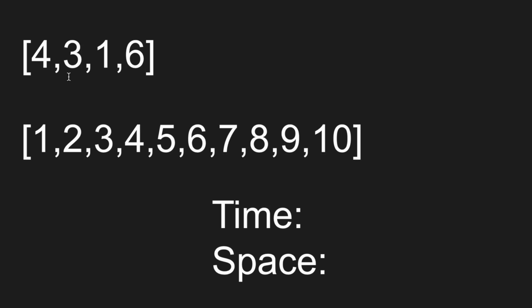And how can we check? Well, we can divide by 2 and find the remainder. If the remainder is 0, then the number is even. If the remainder is 1, then the number is odd.